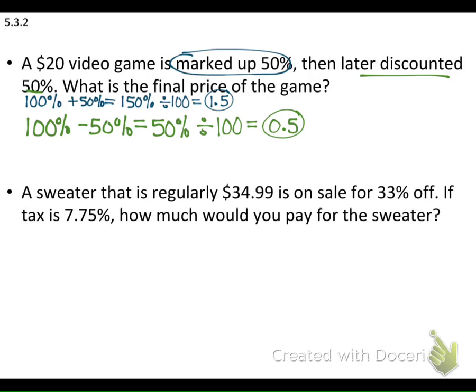The final step tells me to do what? Okay, so I take the original amount of my video game. Since it's $20, I make sure I have my dollar sign. So I'm going to take $20 times my multipliers. When I multiply those together in my calculator, what number do I get? Just 15 even? So $15.